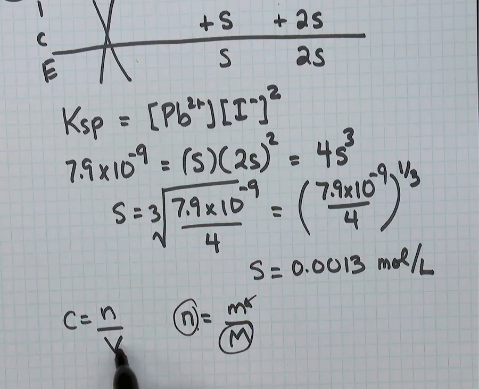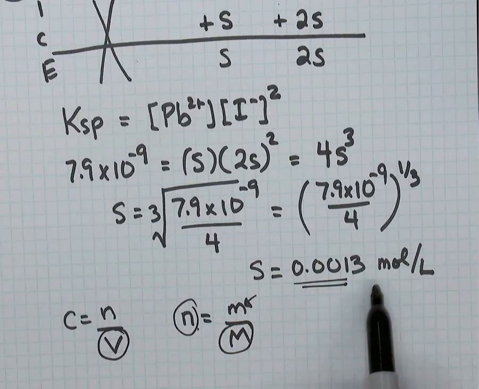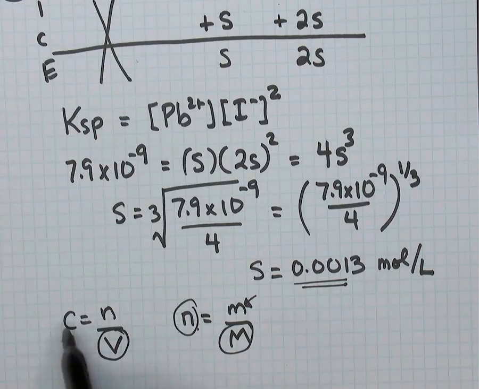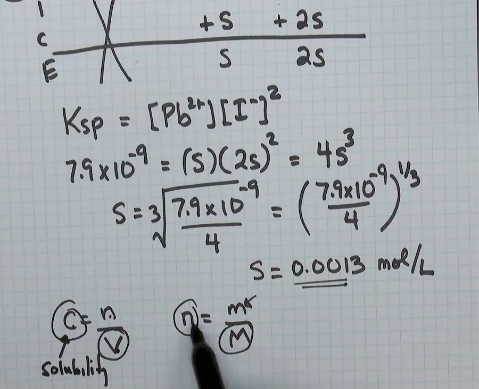We know we have 5 liters, so the volume is given, and we know the solubility is 0.0013 moles per liter. Well, moles per liter is a unit of molarity, which is a unit of concentration. So where we say C in the formula C equals n over V, that can be thought of as your solubility. So we know the solubility, so the moles of salt would be C times V, and then the mass would be the moles times the molar mass, and we'd be done.